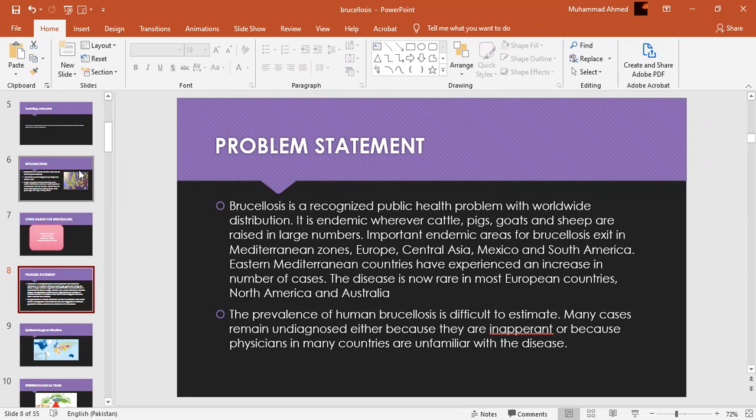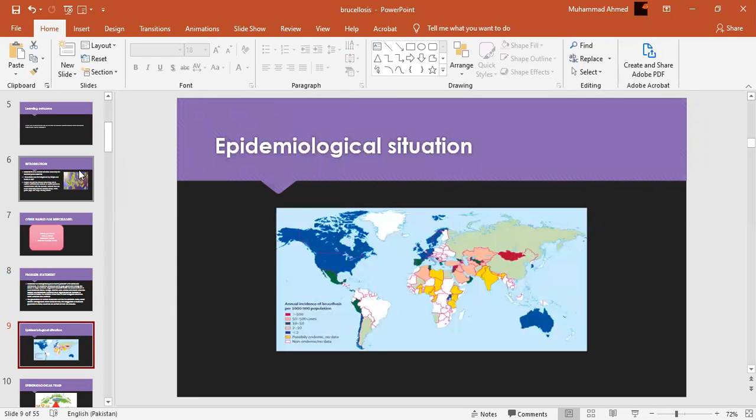The prevalence of human brucellosis is difficult to estimate. Many cases remain undiagnosed either because they are inapparent or because physicians in many countries are unfamiliar with the disease. So here you can see that the dark pink color shows that it is more common in Mediterranean zones, some areas of Europe and South America. And the blue color is showing that it is very, very rare, less than 2 per thousand population, in North America and Australia.